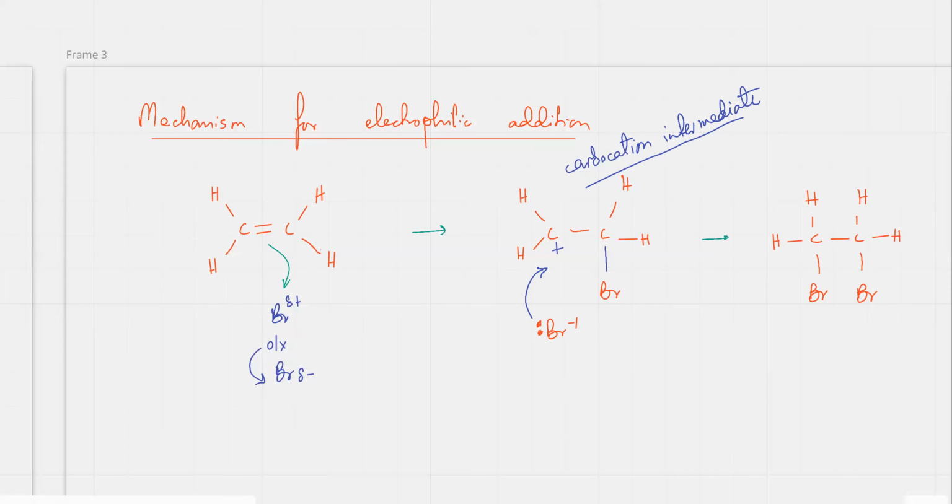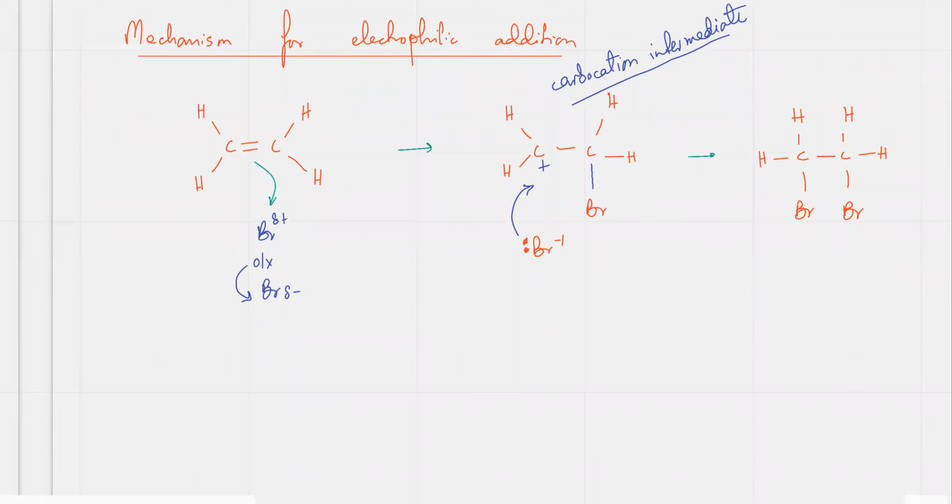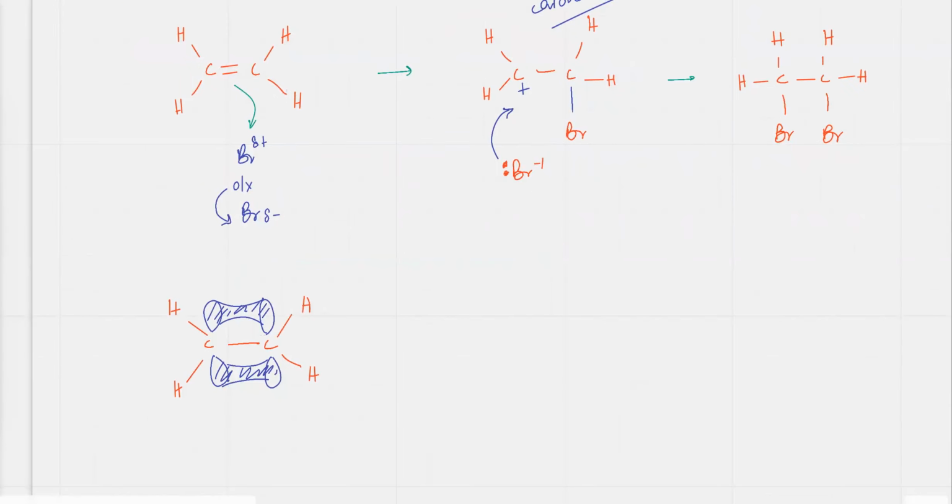Now, one reason why this reaction happens is that if you look carefully, at least to the first part, there's a pi electron cloud. Okay, let me draw the pi electron cloud. Each carbon atom has a spare orbital and they're going to overlap over here. So there is this pi electron cloud.